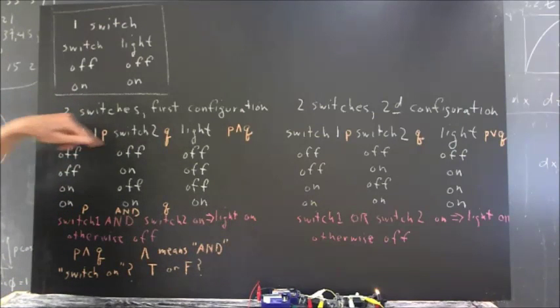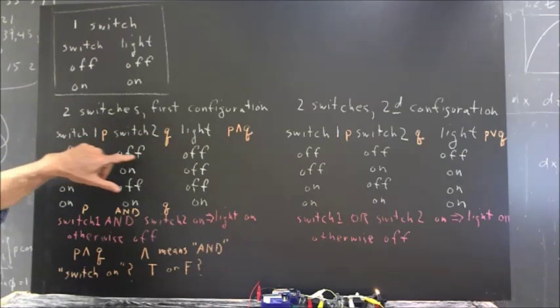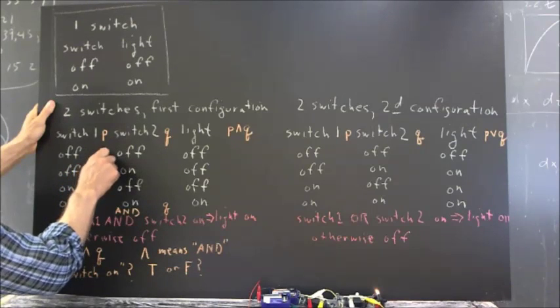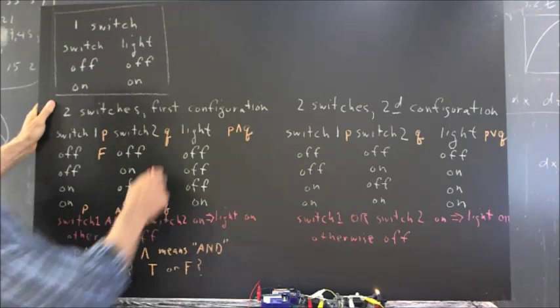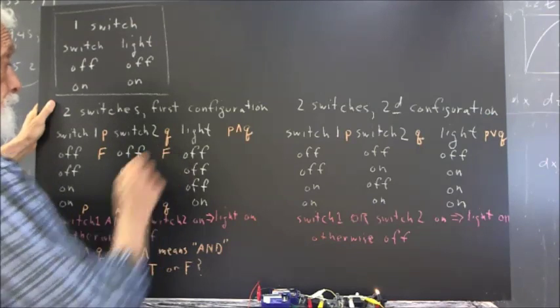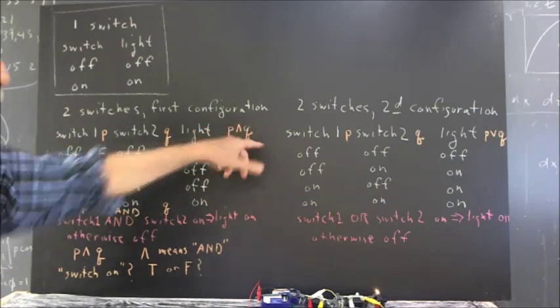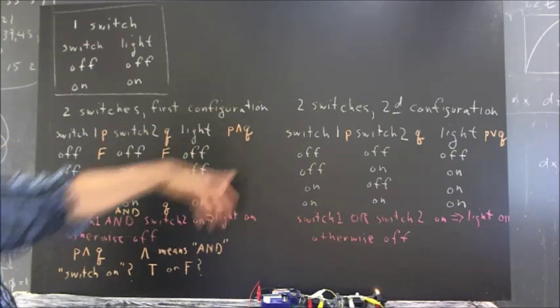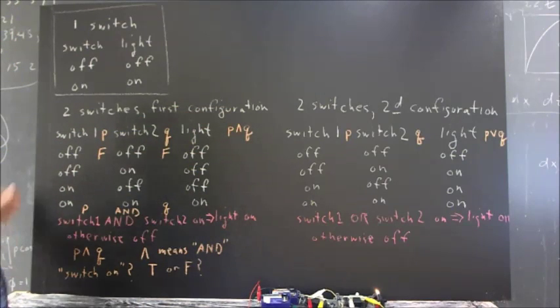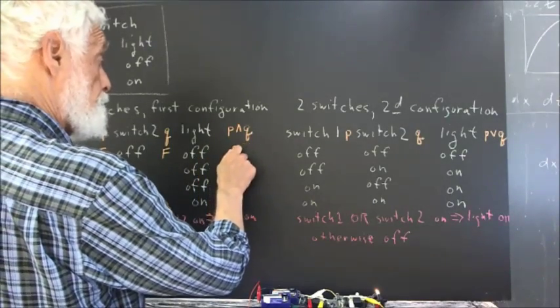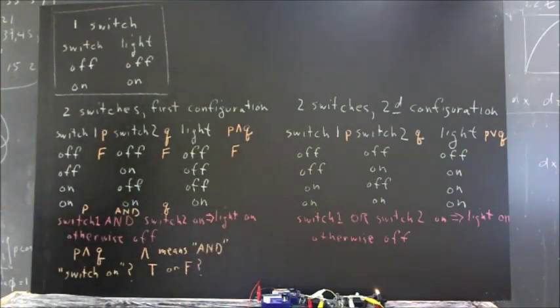So in the first case, the first switch was off, the second switch was off. So we say both the P question, is the first switch on, is false. The Q question, is the second switch on, is false. And similarly, P and Q. Now the answer over here means, is the light on? And right here, the question is the light on? And the answer is that statement is false. The light is on, it's false.